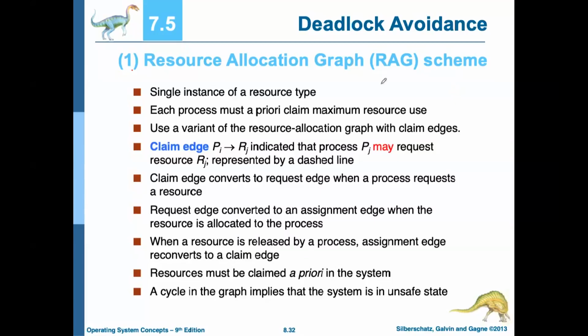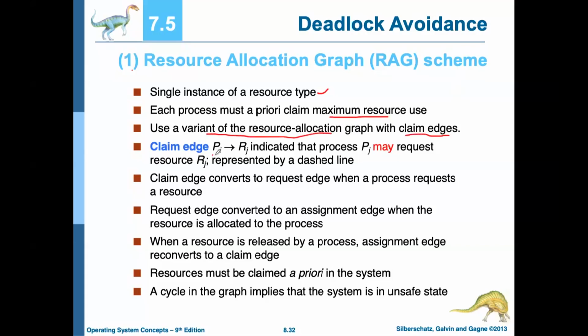Okay, resource allocation graph algorithm for deadlock avoidance. This applies to single instances of a resource type. Each process must a priori claim its maximum resource use. We use a variant of the resource allocation graph with claim edges.